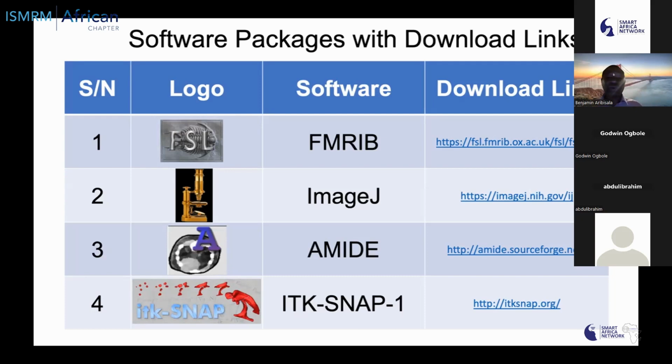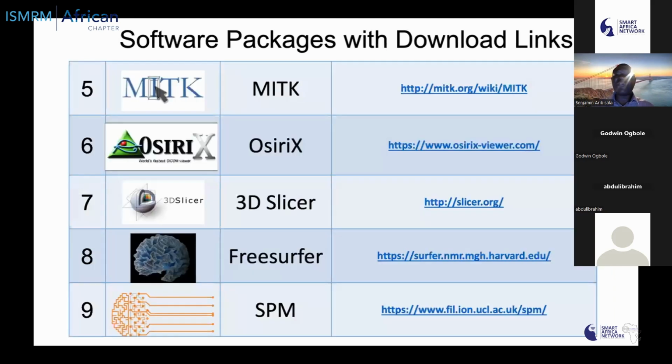And then number 2, ImageJ, the link is there. You can get it from the NIH website. And number 3, AMIDE, from SourceForge. You can get AMIDE from SourceForge. And ITK-SNAP, the link is provided. So these are the links for the 4 of them. And as I said, they are freeware, so you can easily download them. MITK link provided. And for the others, just to call our attention to SPM and FreeSurfer, you can see by the link that SPM is from University College London, and then FreeSurfer is from Harvard University.